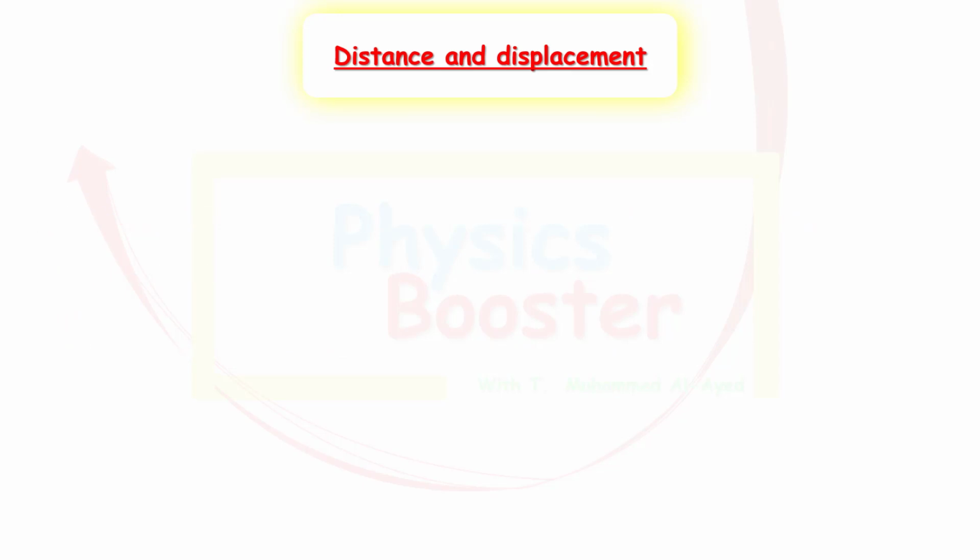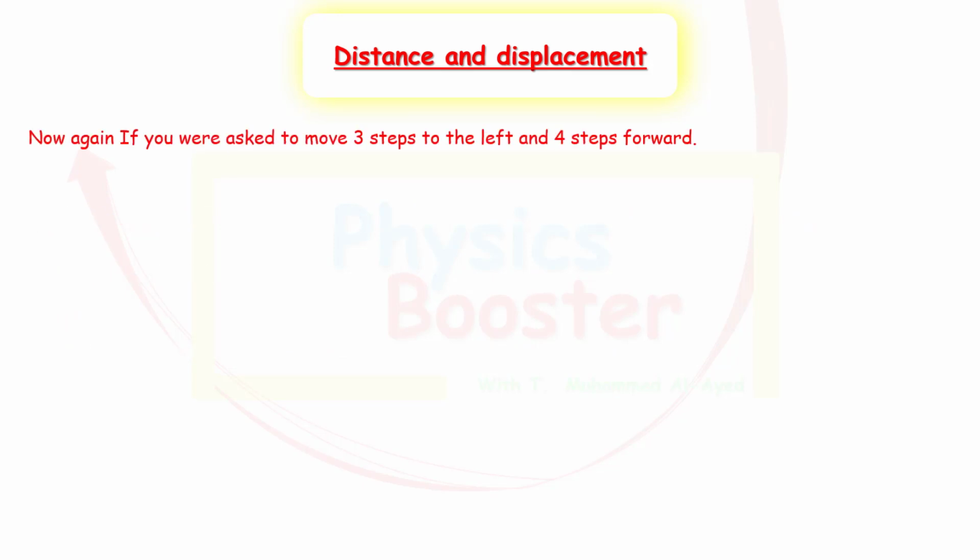Now let's take another example. If somebody asked you to move 3 steps to the left and then move 4 steps forward, okay? And you are asked to find the distance and the displacement. Well, the distance is quite easy. I moved 3 steps to the left, then I moved 4 steps forward. The total distance is equal to 7 steps. It's quite easy and straightforward.